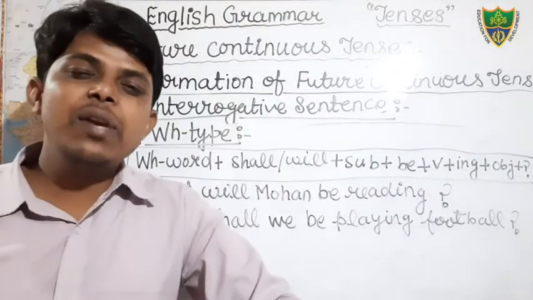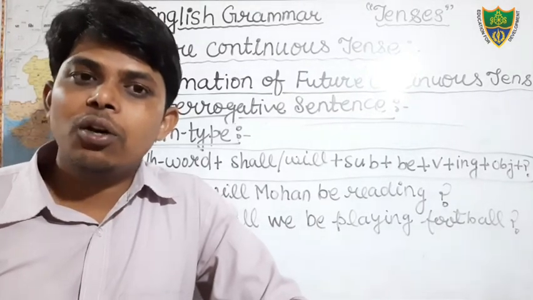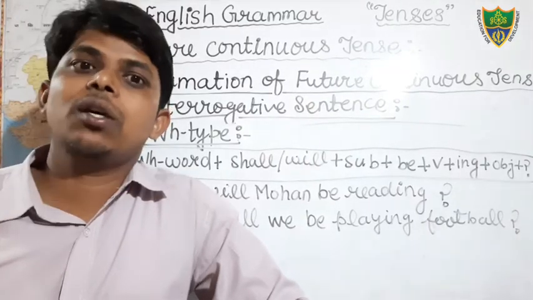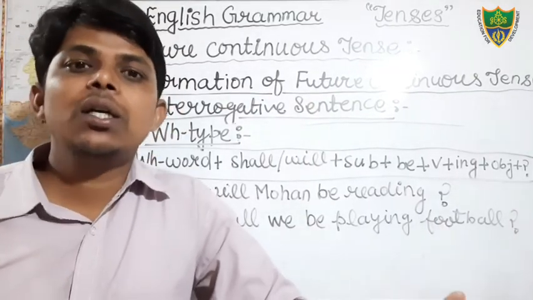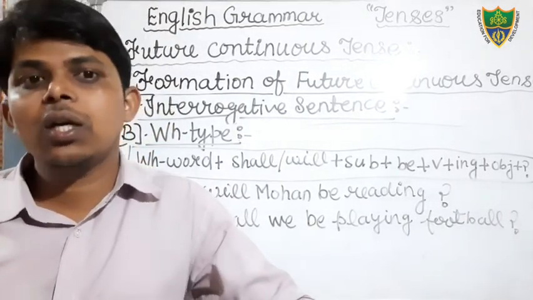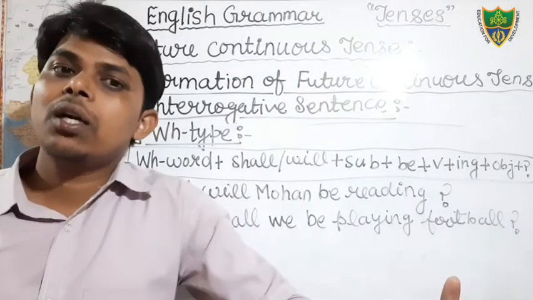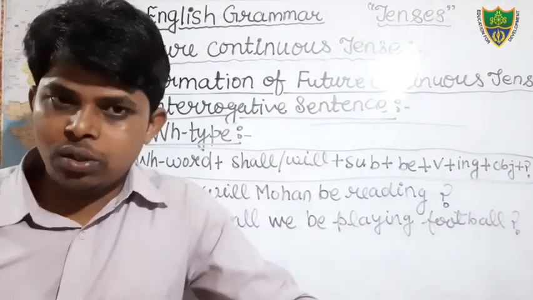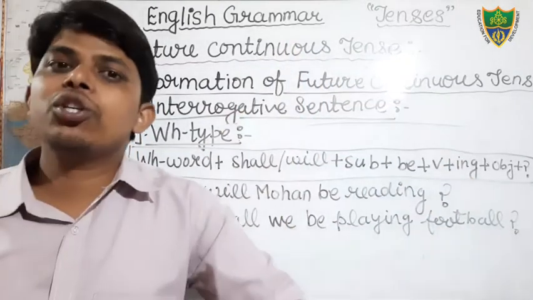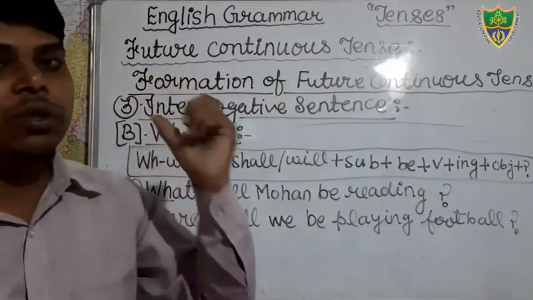Students, today we have completed the meaning of future continuous tense, and we have also discussed its formation. First I completed affirmative sentences, then negative sentences, then interrogative. In the interrogative we have discussed both WH type and SNO type structures. In this way I have completed future continuous tense.